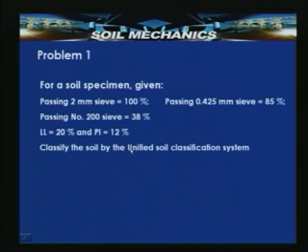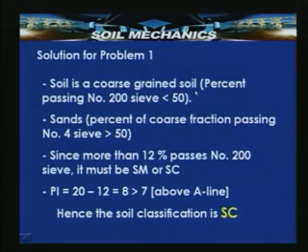So, we were asked to classify the soil for the given data, which has been obtained from laboratory analysis. The solution to the problem works out as follows. Since the percentage passing number 200 sieve is less than 50%, the soil is a coarse grained soil.